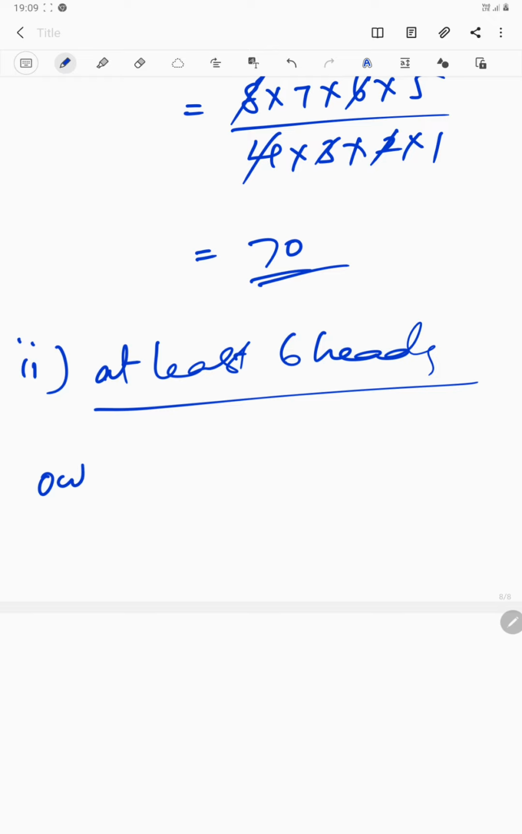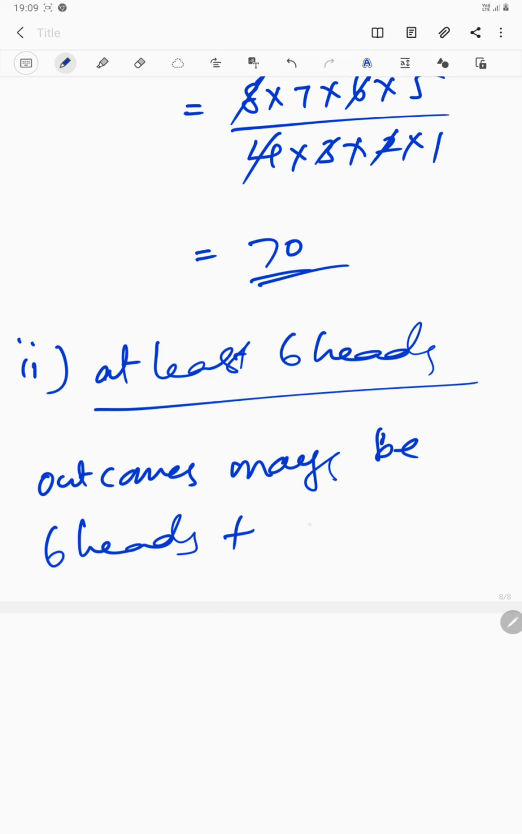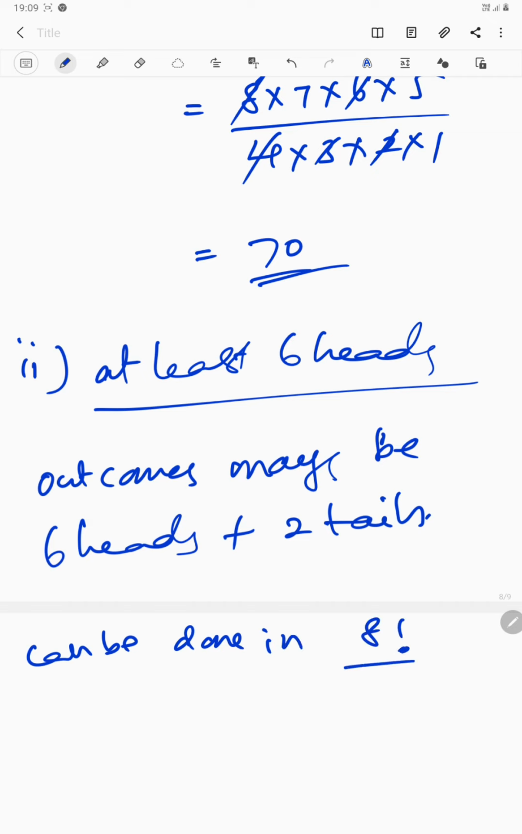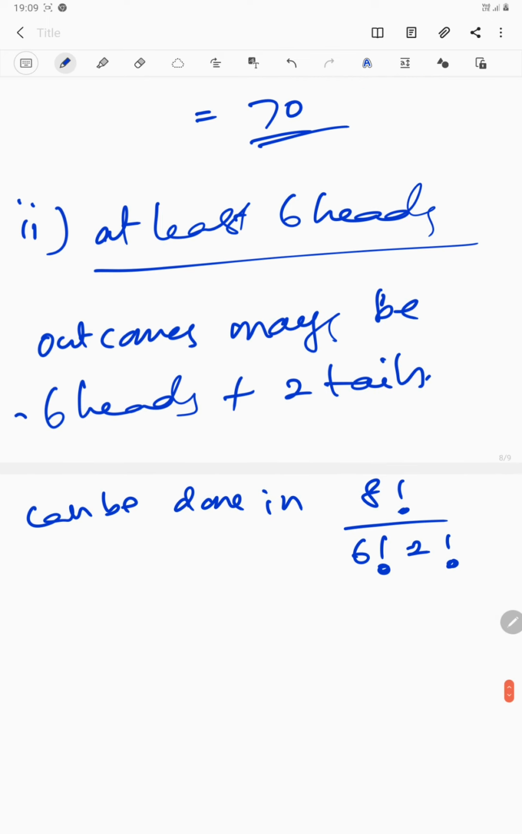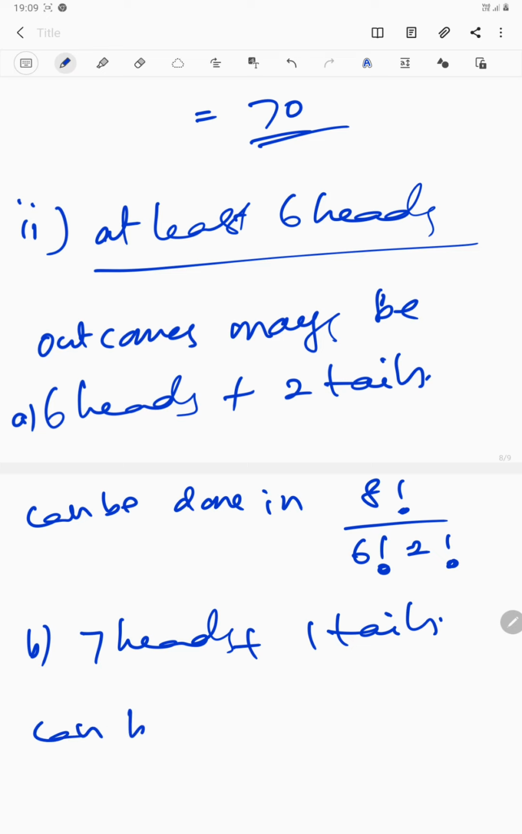Outcomes may be 6 heads, तो remaining 2 tails हो सकता है, right? Can be done in total is 8 factorial, 6 heads 1 group, 2 tails 1 group. This is A. The second one क्यों at least बताया गया है, तो 7 heads and 1 tail भी हो सकता है, and this can be done in how many ways?